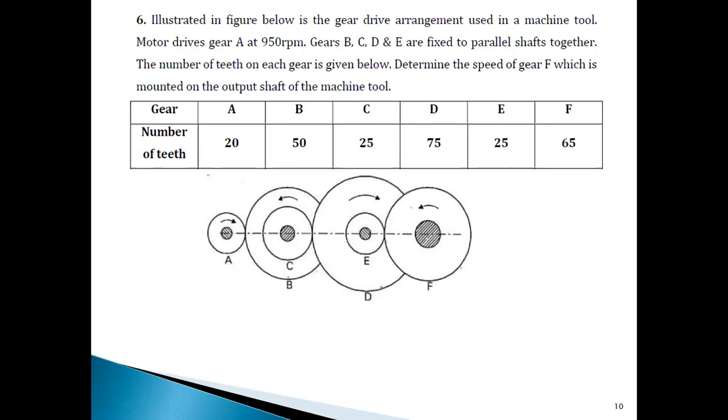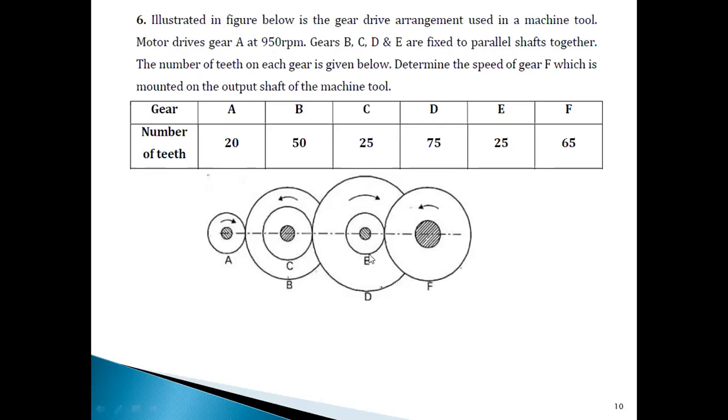He has given even the arrangement of the gears. Totally how many gears you can see in the sketch? Around 6 gears are there. So it says illustrated in figure below is the gear drive arrangement which is used in a machine tool. Motor drives gear A, which means gear A is our driver gear, 950 rpm. Gears B, C, D and E are fixed to parallel shafts. Yes, B, C, they are fixed in a common shaft, which means B and C is one compound gear train.